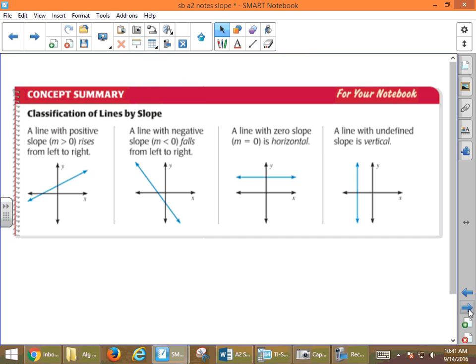So there's one more slide here. This is just a summary of what we were just talking about. Positive slope, an uphill slope, reading the graph from left to right. Negative slope, reading the graph from left to right, goes downhill. Horizontal has a slope of 0, and vertical has a slope that's undefined.